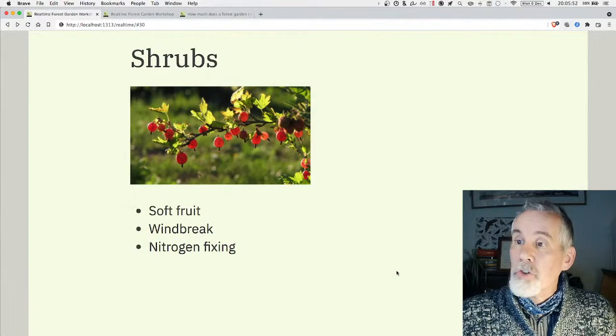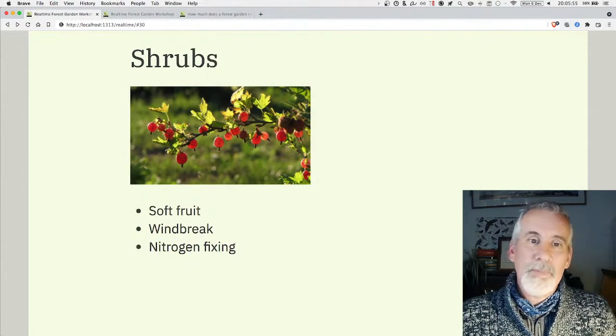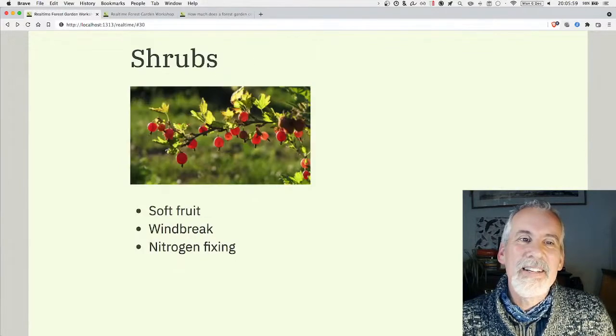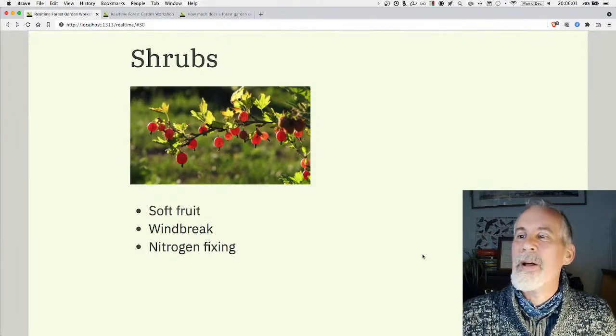Oh, blimey. And then shrubs, 3 types of shrubs. I've lost my place on here. Here we go. So there's 3 types of shrub.